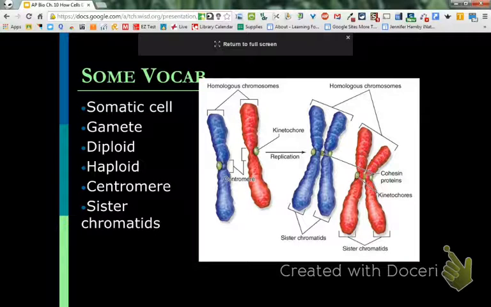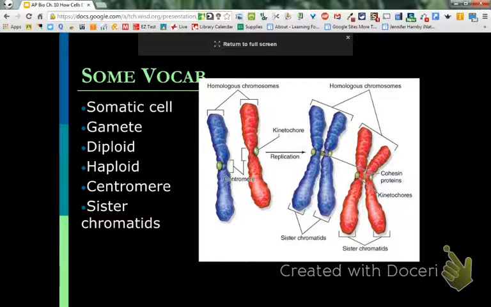Let me repeat this one. Your sister chromatids, all it is, basically, is if you had a chromosome, it's going to go through replication. Replication is a copy of DNA, an exact copy of DNA. That one chromosome is going to make 2 chromosomes, 2 exact pairs.